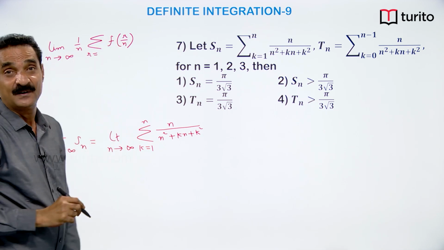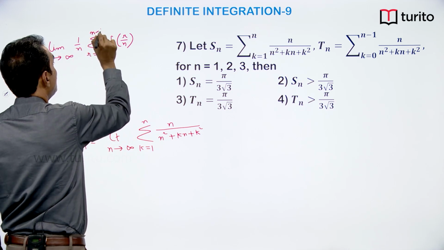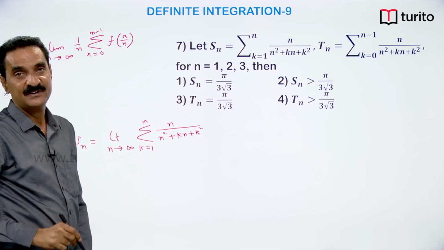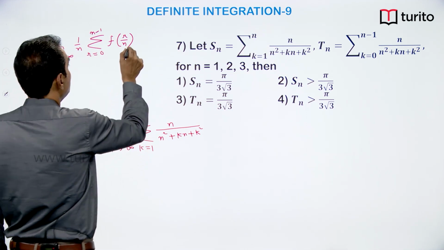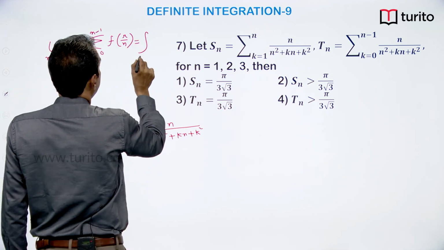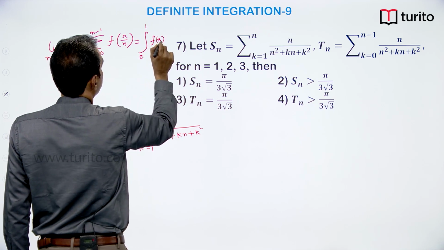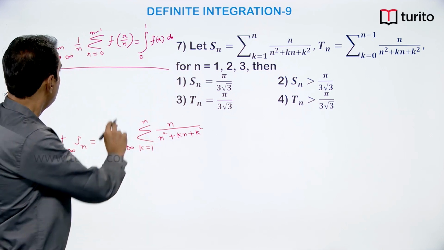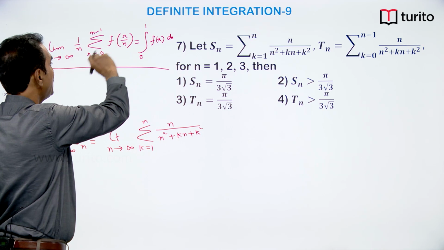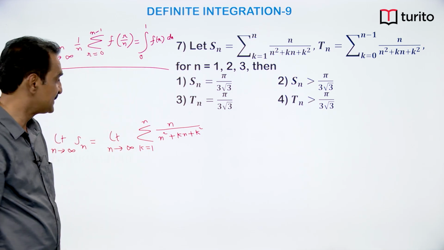What are the limits? You can take either 0 to n minus 1 or 1 to n, we have discussed it, or even if you take 0 to n, you will be getting this as the integral 0 to 1 of f of x dx. This is our formula. In place of r, if you take k, then also it is equal to the integral 0 to 1 of f of x dx.